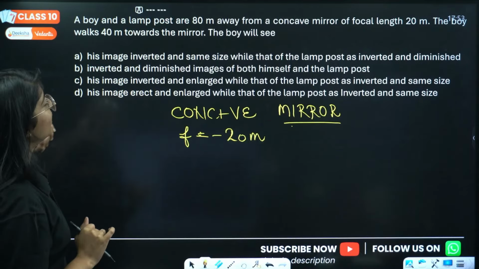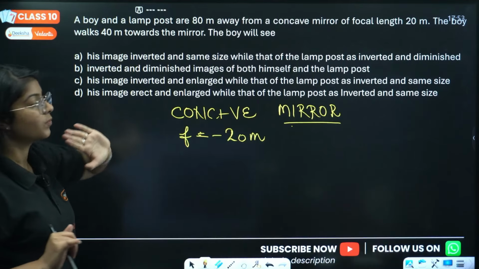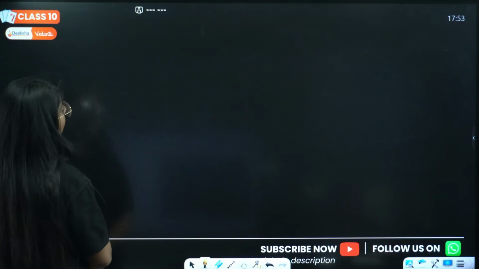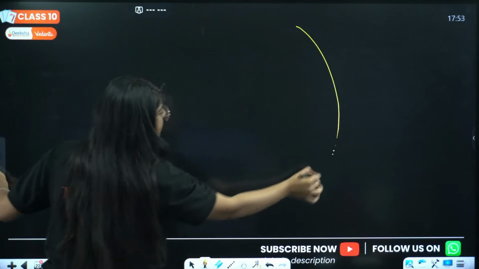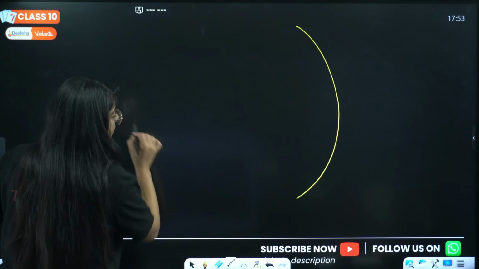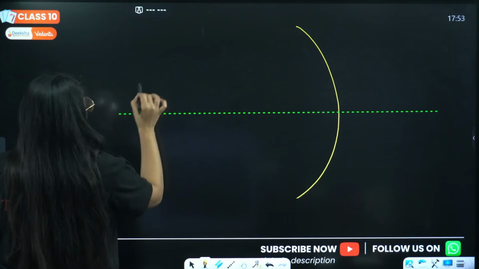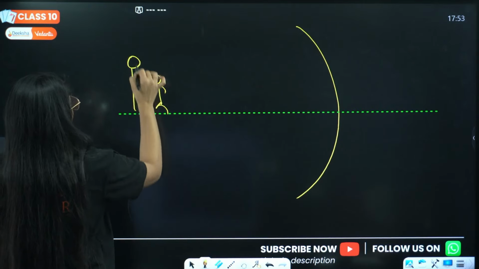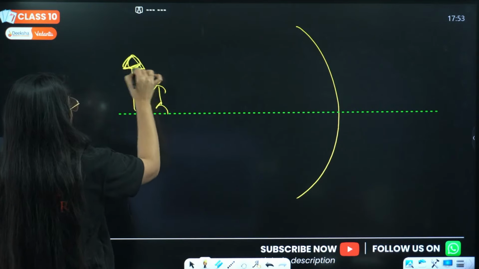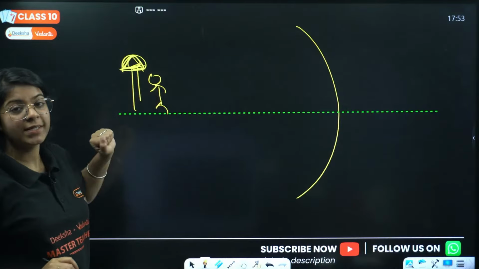Karan is saying B. The boy walks 40 meter towards the mirror. Okay, let's make the diagram. We have a concave mirror, right? This is my concave mirror and this is the principal axis. So a boy and a lamp post are there. I don't know how to draw a lamp post, let us just draw a lamp. Now a lamp post and a boy is here.